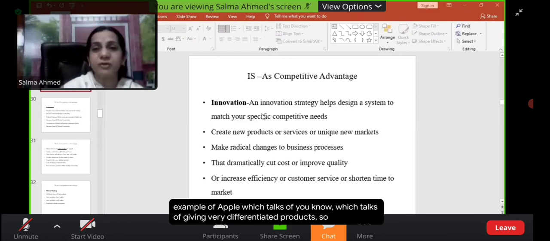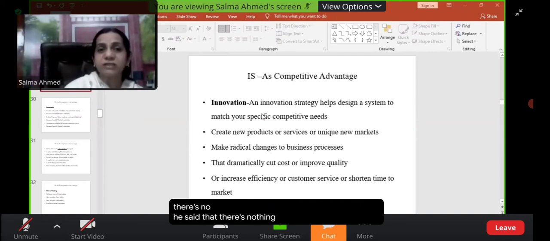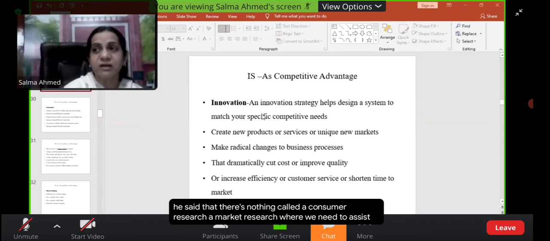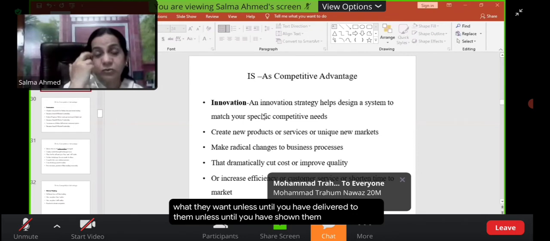And Steve Jobs said no to research. He said that there's nothing called consumer research or market research, where we need to assess what the customers' wants are. His perspective was very different. He said customers actually do not know what they want until you have delivered to them, until you have shown them. So that was what he talked of. So they believed in a differentiation strategy.